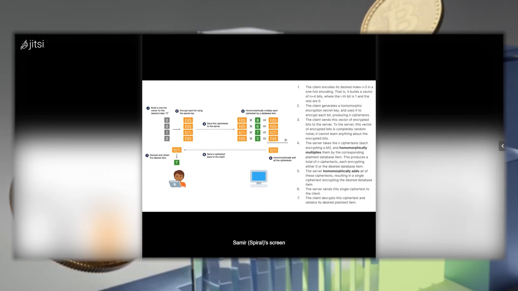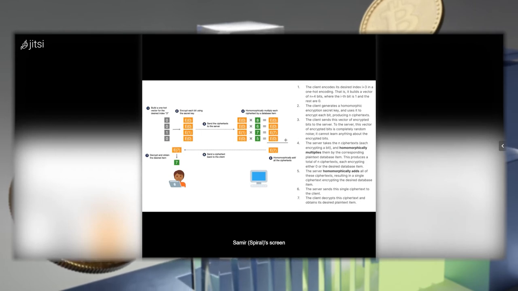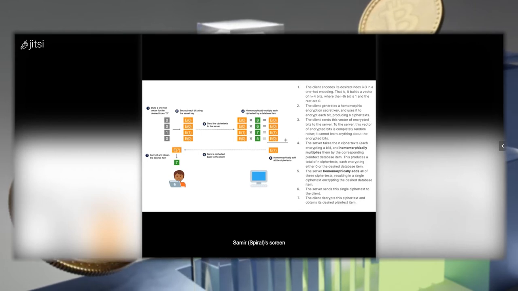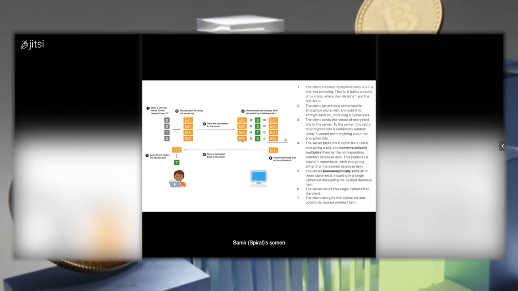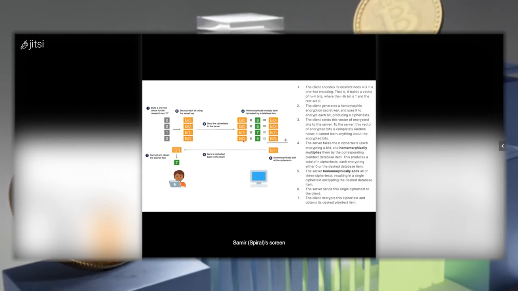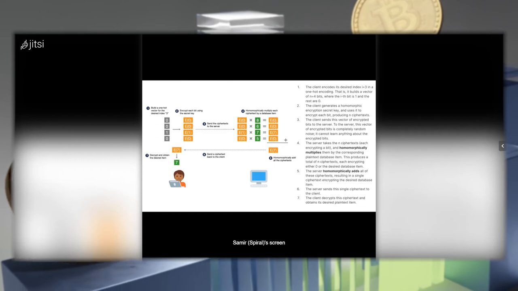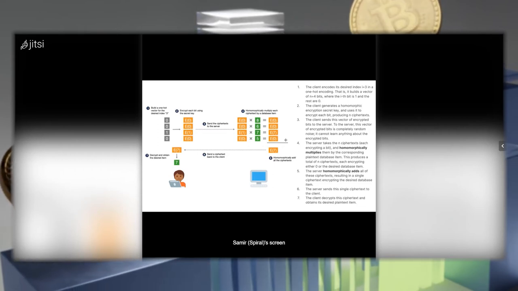And the server cannot distinguish whether you encrypted the same thing or a different thing. That property is called chosen plain text security, or semantic security. So this vector of encrypted bits is not visible to the server: it can't tell which ones are zero or which ones are one. So that gets sent to the server.